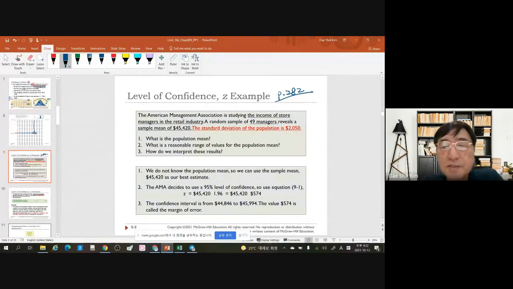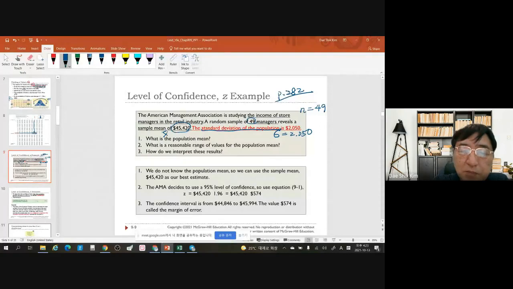The American Management Association is studying the income of store managers in the retail industry. A random sample, n is 49, reveals a sample mean, x bar. The population standard deviation, in this case sigma, not s, is 2050 and is known.